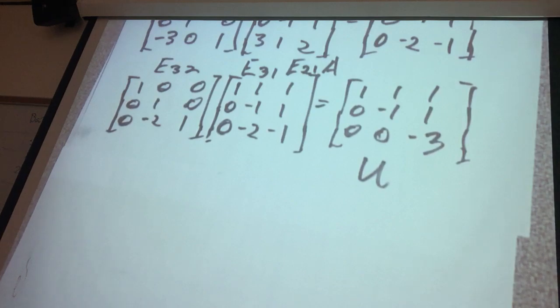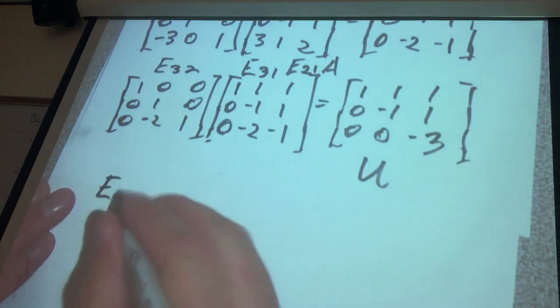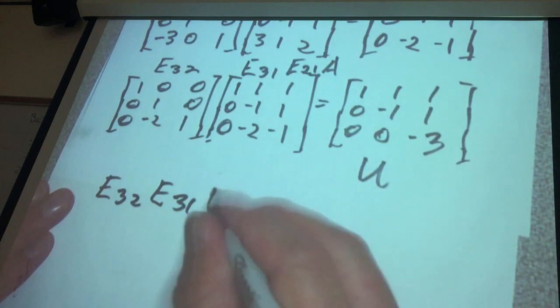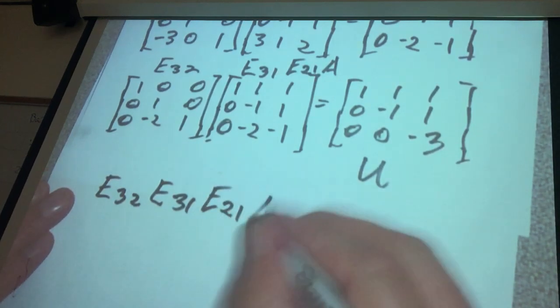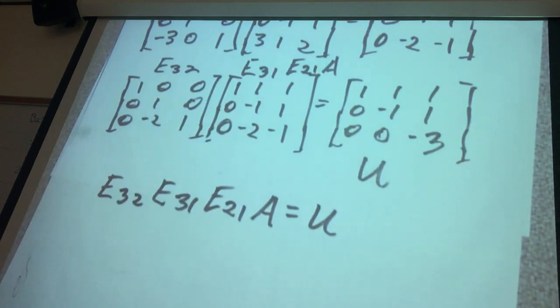What we got from this is that E32 E31 E21A equals U. So each of these individual matrices, the elimination matrices acting upon A, is going to give us U. And we have to do this in order, okay?